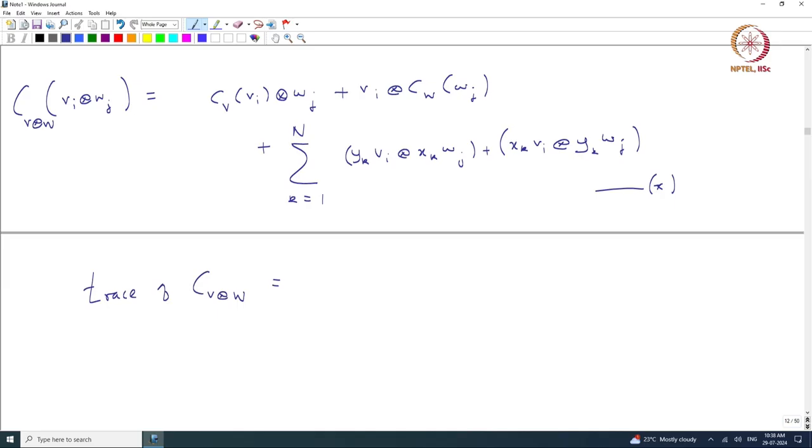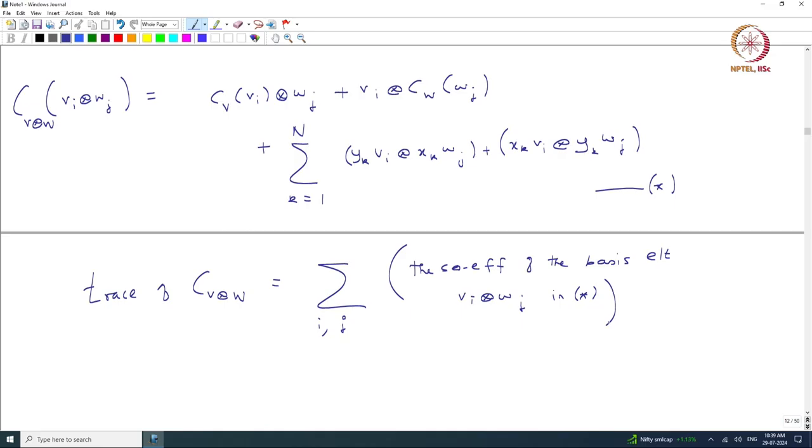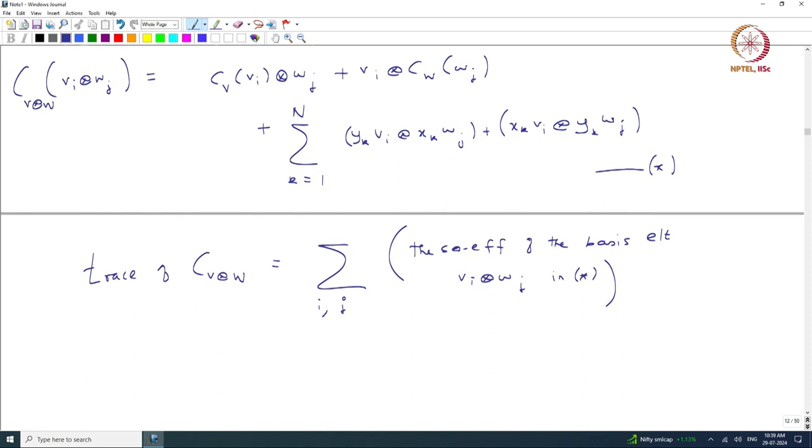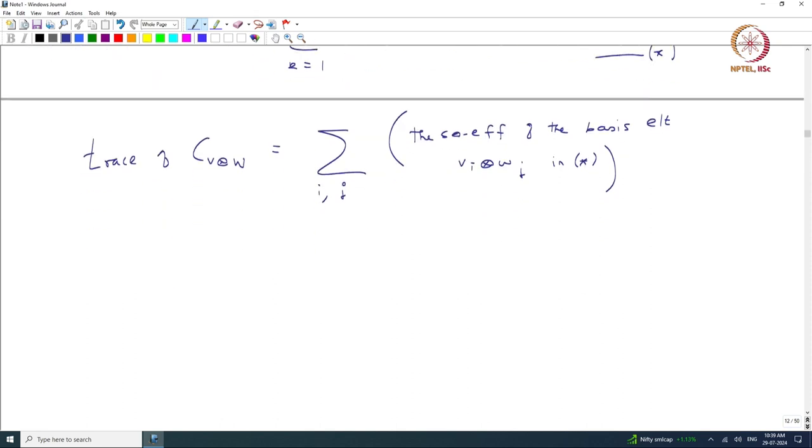We have computed how it acts on the basis, the indexing set being ij. Now if you apply it on the basis element, you have to look for the ijth entry, the coefficient of the basis element Vi tensor Wj in this expression star. If I take the trace, you are going to sum over the diagonal terms. This is exactly the coefficient of the basis element Vi tensor Wj in star, because ij is the tuple it is indexed on. So you are looking at the coefficient of that ijth basis element.